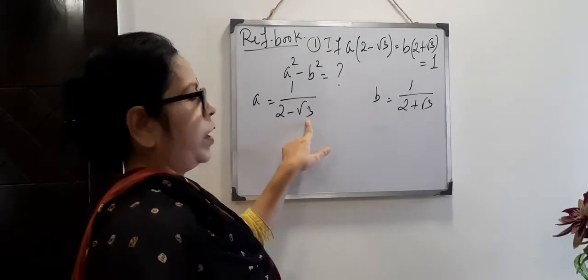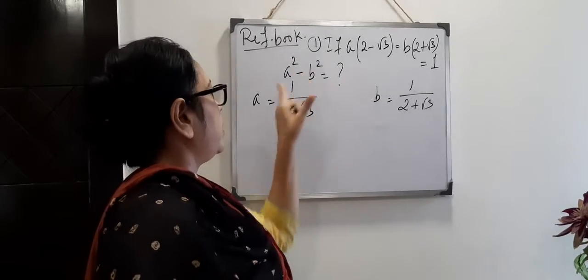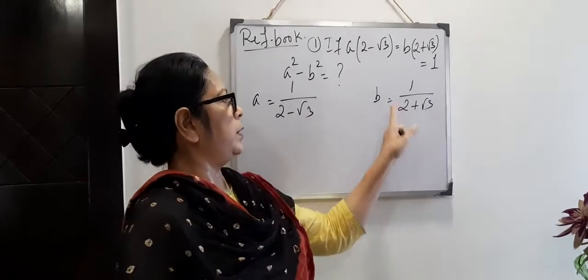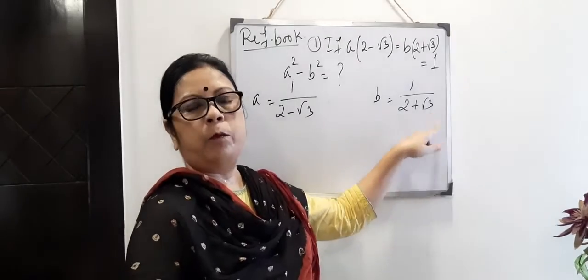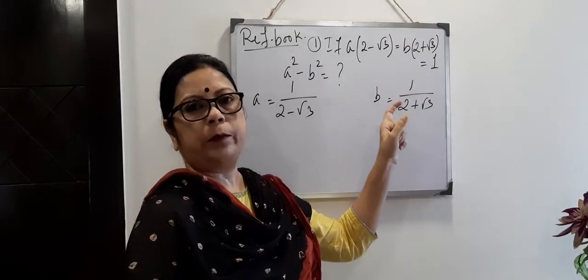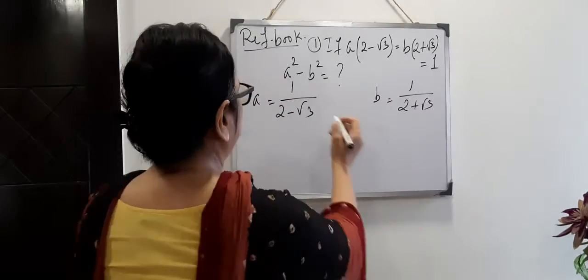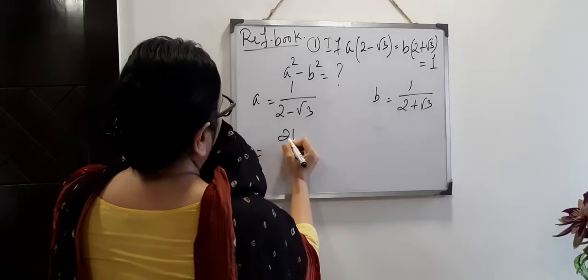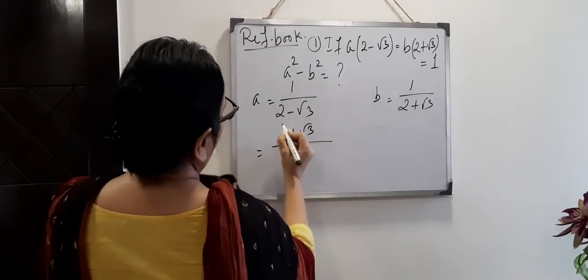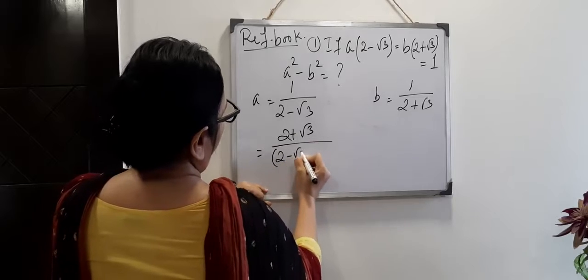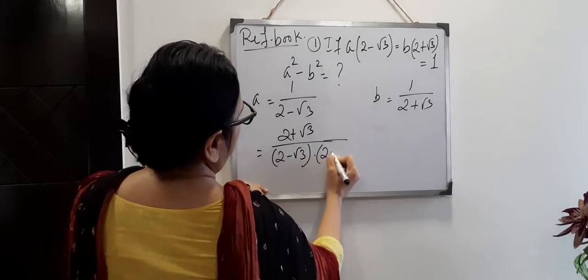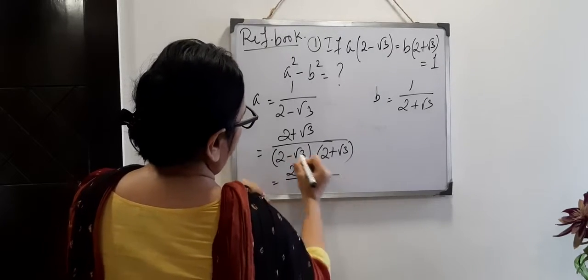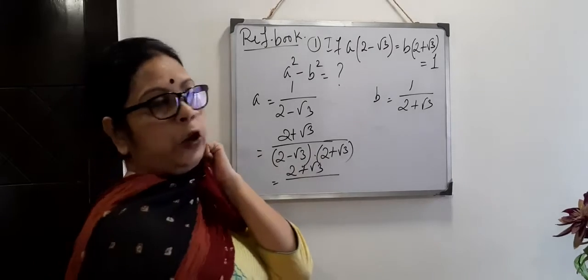It is in the form of A minus B, so both numerator and denominator will be multiplied by the A plus B form. Similarly, here it is in the form of A plus B, so both numerator and denominator will be multiplied by the A minus B form. In the denominator also we multiply by the same number. Why are you doing this? To remove the surd from the denominator.